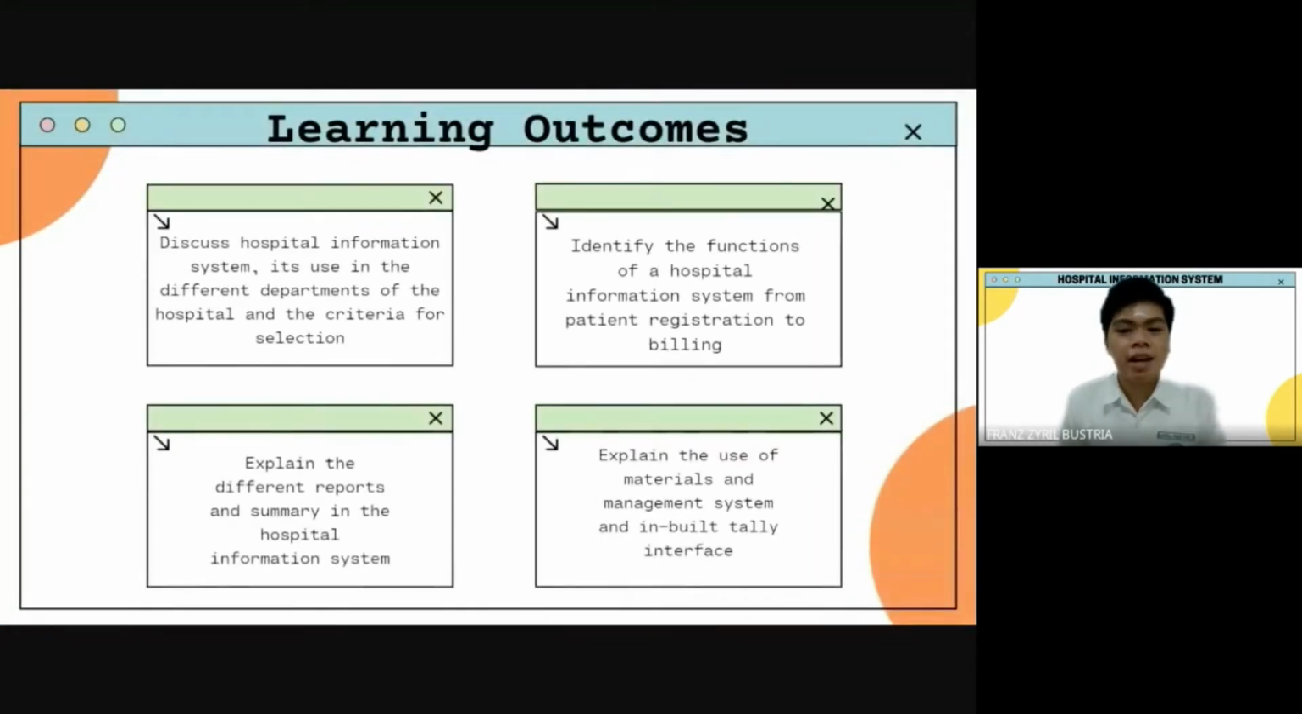Here are the following intended learning outcomes. At the end of the lesson, the student should be able to, first, discuss the hospital information system, its use in the different departments of the hospital, and the criteria for selection. Moreover, the students will be able to identify the functions of a hospital information system from patient registration to billing. In addition, the students will be able to explain the different reports and summaries in the hospital information system and explain the use of the materials management system and inbuilt Tally interface.